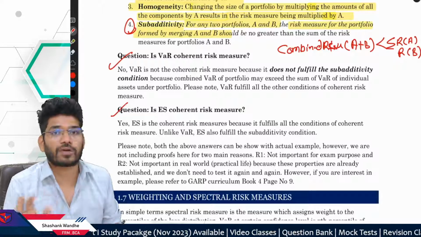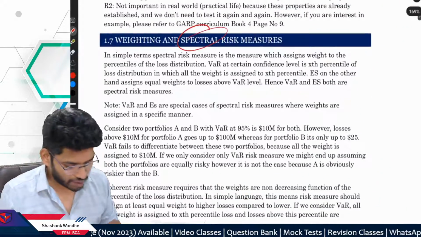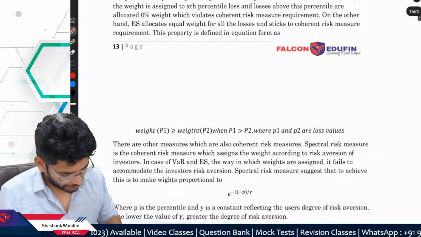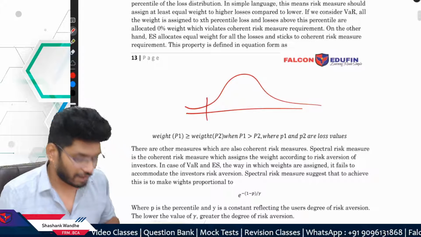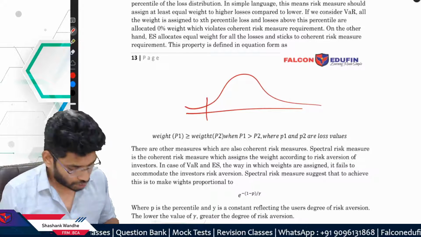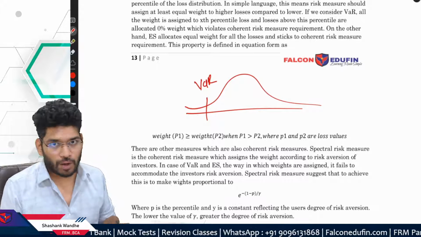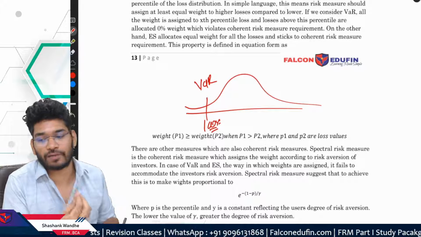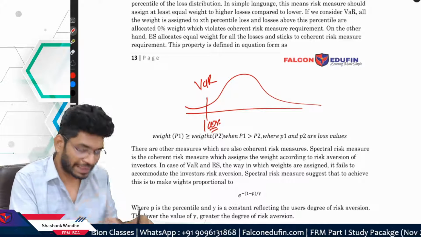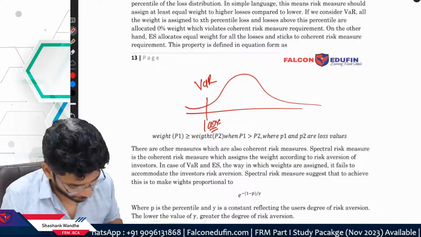Is the expected shortfall a coherent risk measure? Yes, expected shortfall is a coherent risk measure. Then the spectral measure. Spectral measure simply means the risk measures calculated by giving weight to particular values. So value at risk is a spectral measure, expected shortfall is a spectral measure. How is value at risk a spectral measure? Because we give 100% weight to a particular value, which is at the 95th percentile. This much is more than enough for your exam.